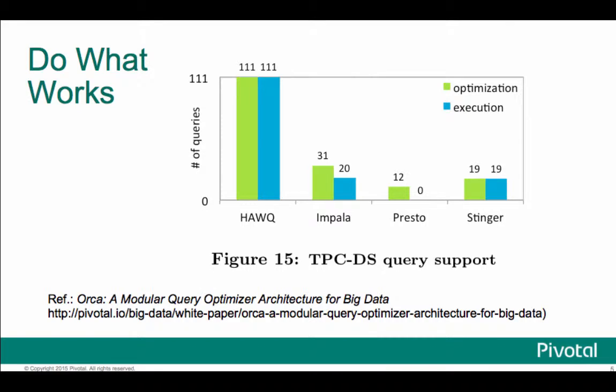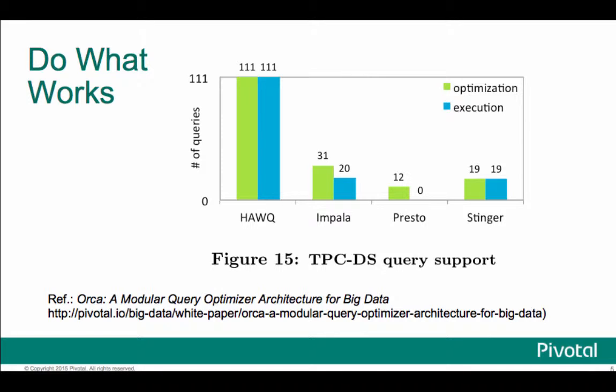And you'll notice here Hawq, which used PQO, was able to run all 111 of those queries, followed by Cloudera Impala, which was able to actually run about 20 of them. And then Presto and Stinger came in somewhere down the line there. And that's in terms of functionality, that they were actually able to run these to completion.